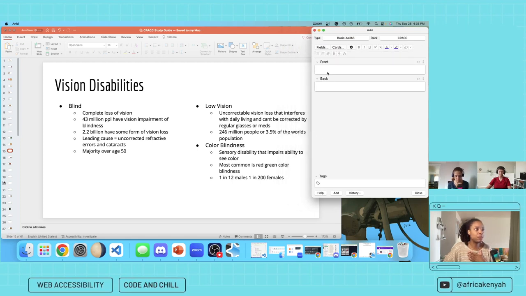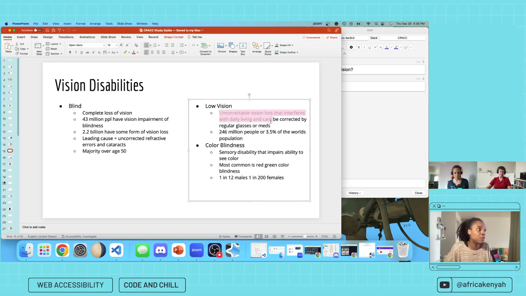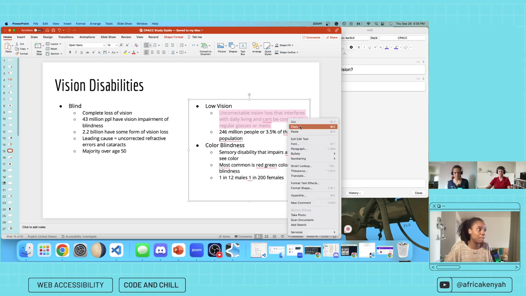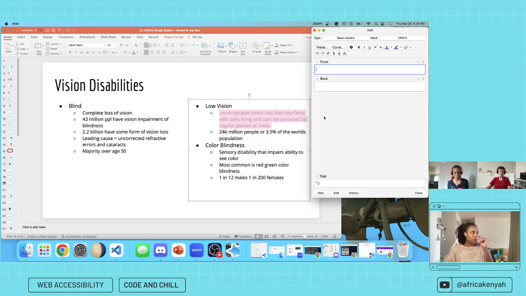So then let's just get into the nitty-gritty of just what is low vision. Cinotech has pretty much said that, and Graham. So it's basically uncorrectable vision loss that interferes with daily living and cannot be corrected by regular glasses or medication. I'm gonna just copy and paste it in there. All right, let's move on to, okay, what is the leading cause of blindness?